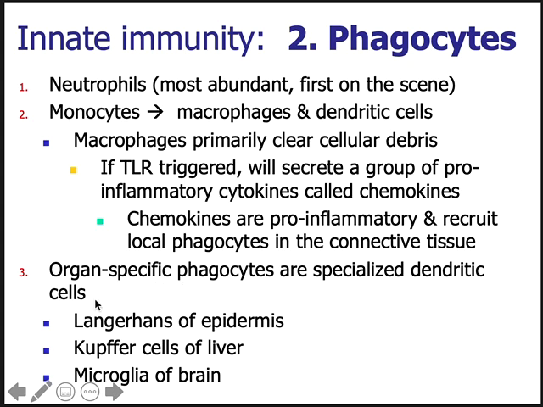organ-specific dendritic cells. So in the skin or the epidermis, we have the Langerhans. In the liver, we have Kupffer cells. And then in the brain, you have microglia. These cells are always in place in these organs to also enhance our ability to detect any invader, right? We really, really want to protect ourselves from pathogens. And our body does an excellent job of this.